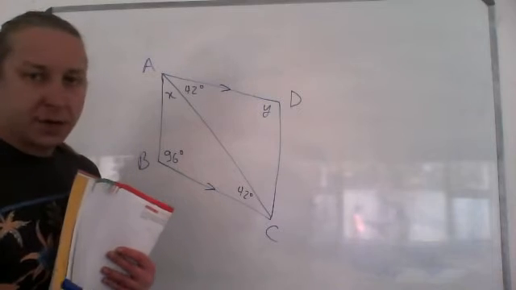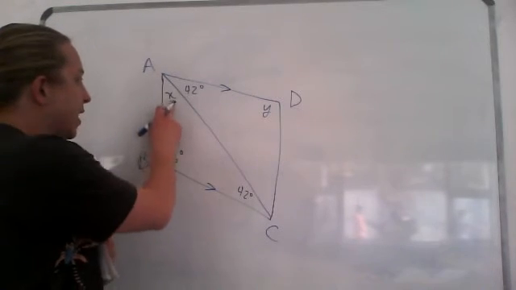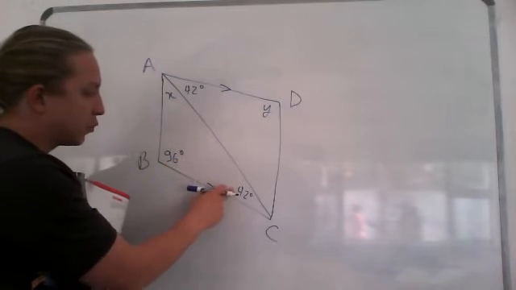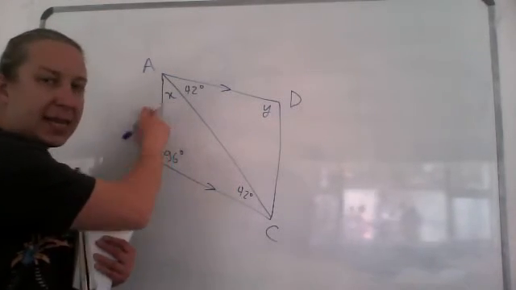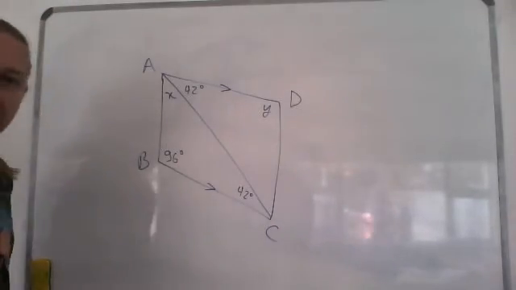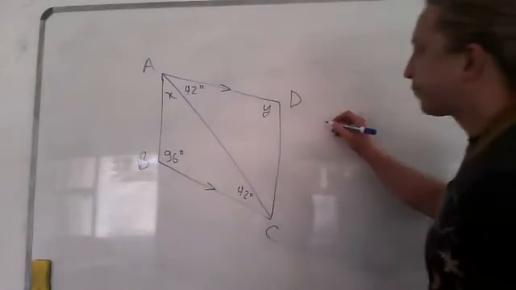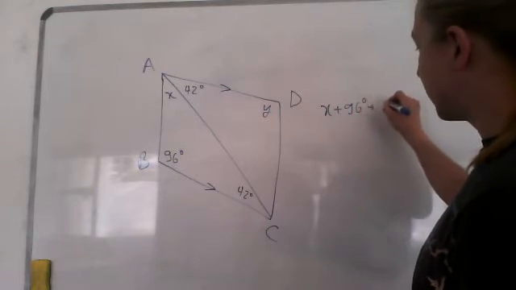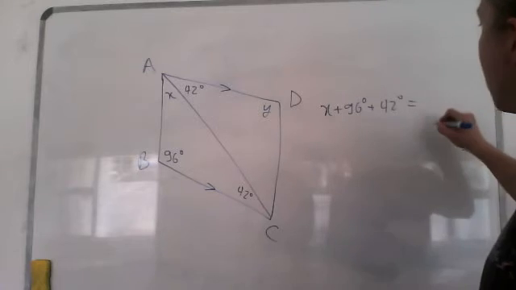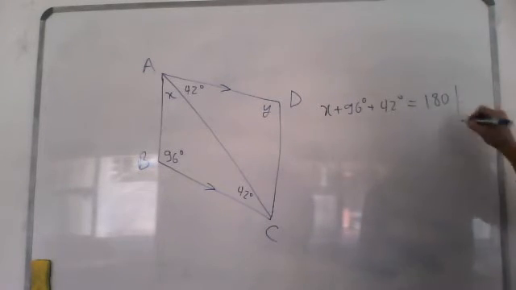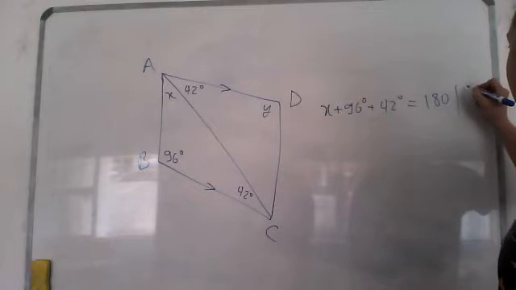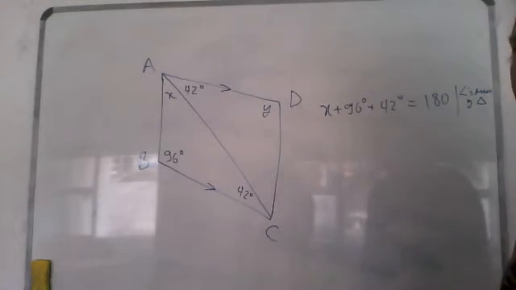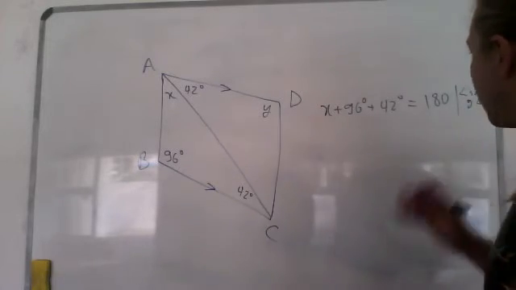Now they want us to find angle X. X is over here. How much is that angle X? Well, we have 96 and we have 42, so we can easily get X. Let's write that down over here. We have X plus 96 degrees plus 42 degrees equals 180 degrees. What is my reason? The reason is angle sum of a triangle. That is enough for us to understand what's going on.